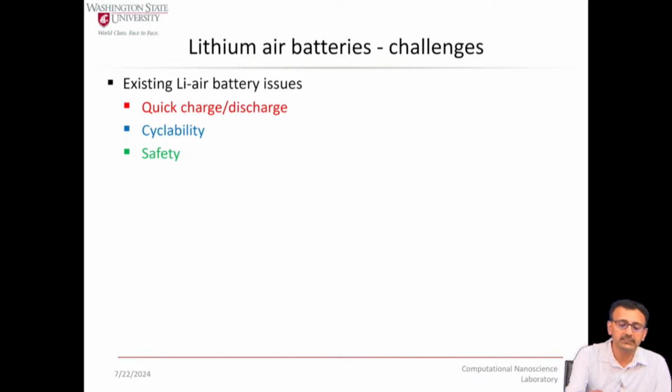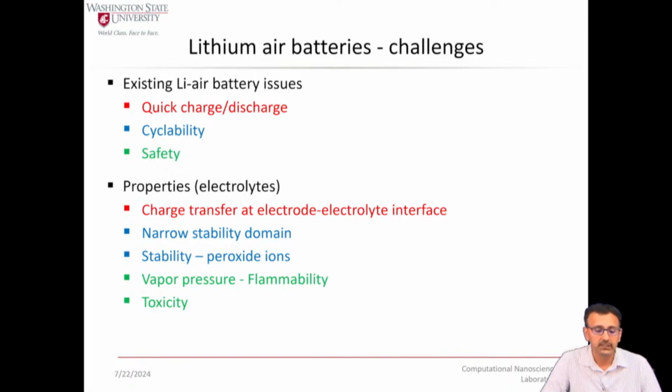The other aspect is cyclability. How many charge discharge cycles can this run without the components in the battery gradually degrading? So how many cycles before it degrades completely? And the safety, as always. So how do we map these requirements at a cell level to the requirements of the electrolyte properties? What are the properties of the electrolyte that will help us achieve that?